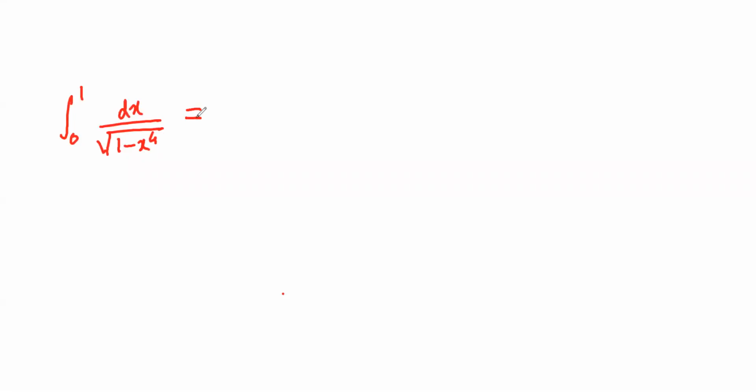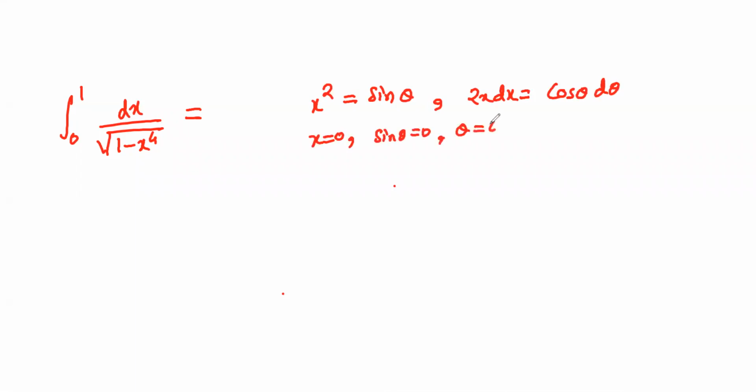Okay, try it. Let me give you one hint. The hint is put x square equal to sine theta. So 2x dx will be cos theta d theta. When x equal to 0, sine theta is 0, so theta is equal to 0. When x equal to 1, sine theta is equal to 1, so theta is equal to pi by 2. So this will be converted to 0 to pi by 2.